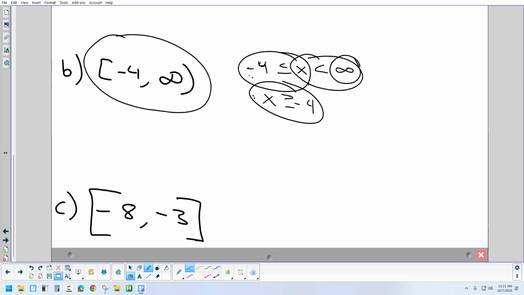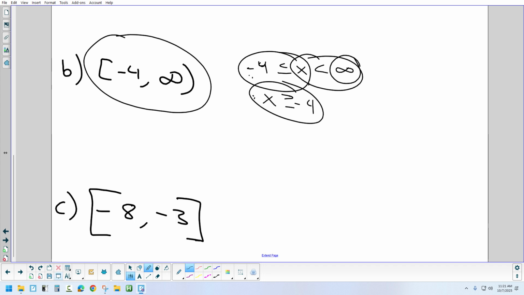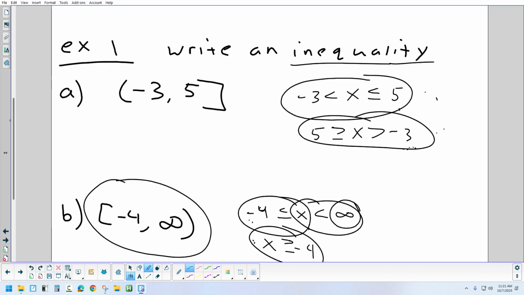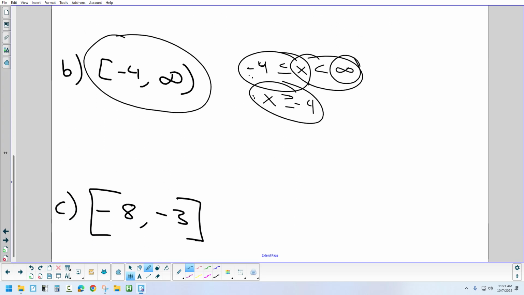And how about this last one? Bounded or unbounded? Bounded. Bounded, okay. Bounded ones are a little more complicated. You have to put the x in the middle, and then put numbers on each side. Unbounded is actually shorter to write. You don't need an x in the middle. This one we do.